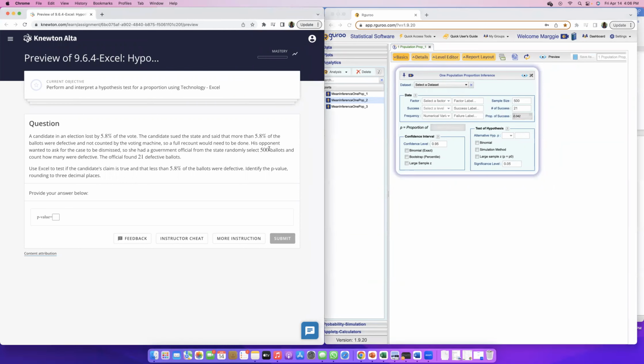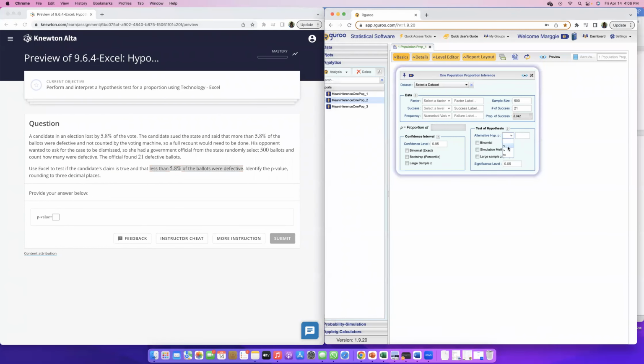We are going to conduct a hypothesis test. I'm going to leave the significance level as 0.05 because we don't have information here for that. The alternative hypothesis: here it says to use the technology to test if the candidate's claim is true and less than 5.8% of the ballots were defective.